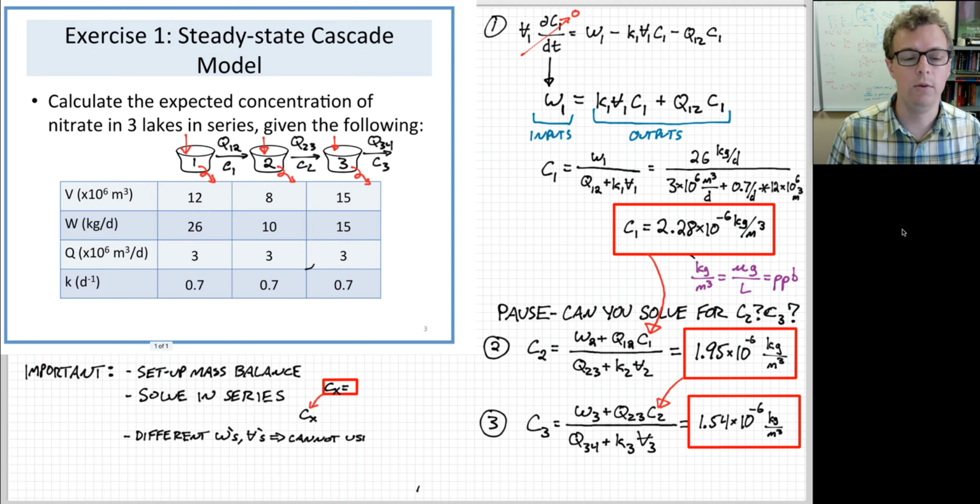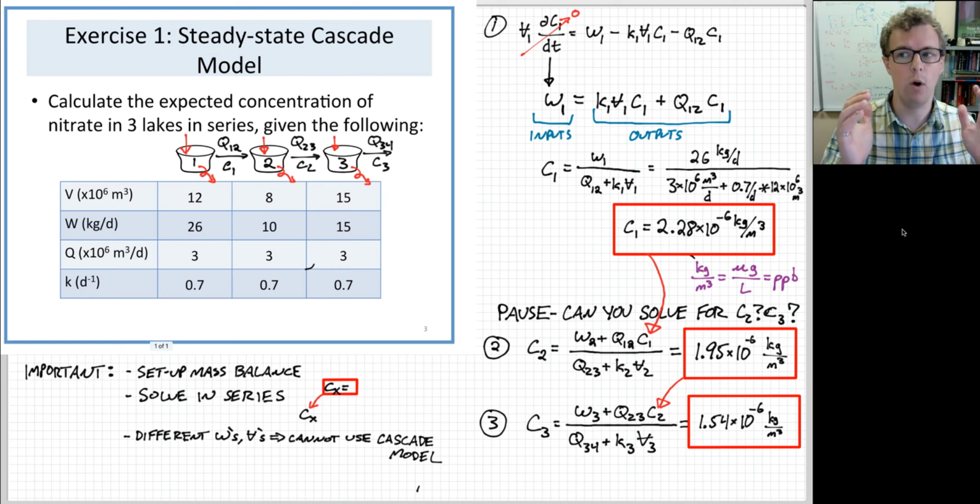Now, these lakes do have different Ws and different Vs, so loads and volumes. Which means we can't use that shortcut of the cascade model that I showed you in class, where you had W over Q plus KV, and then that quantity raised to the nth power. That's not something you're going to be able to do in this system, but solving it in serial is not too bad.